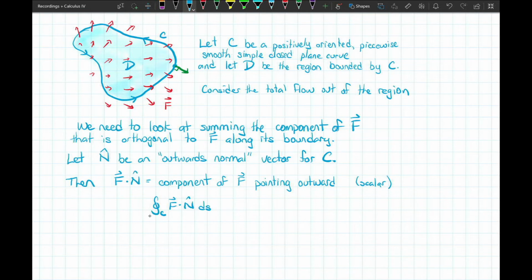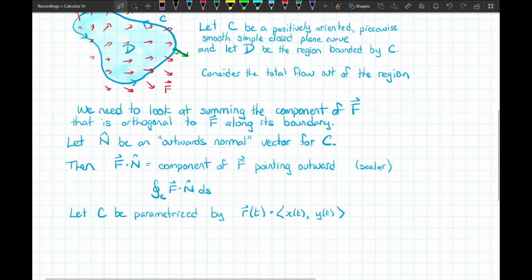Now, let's see how we can compute this using Green's theorem and see what we end up with as a result. Let's start off by looking at a parameterization of C. Let's assume that C can be parameterized by r of t, which has the components x of t and y of t. Now, we've seen normal vectors and tangent vectors for parametric curves before. The only difference is this time we're going to actually want to have the normal vector pointing outwards.